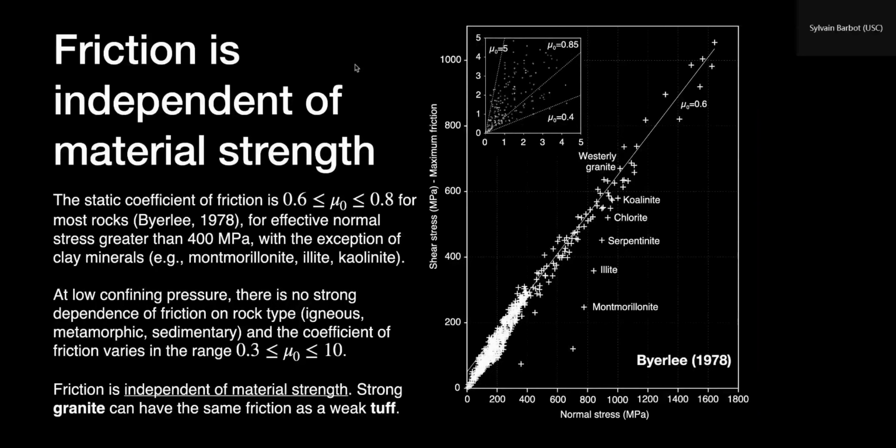if you take the weakest rocks or the strongest, if you take very weak sedimentary rocks or very strong igneous rocks, they end up having the same friction coefficient, even though they have many different properties otherwise. So they can all be described by a friction coefficient that varies between 0.6 and 0.8 at relatively high normal stress. So that's kind of a very fundamental aspect of friction, that it's relatively independent of rock characteristics at first order.